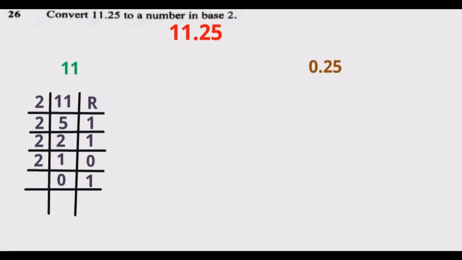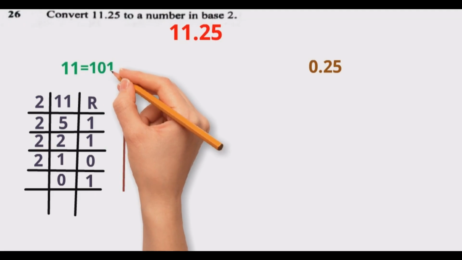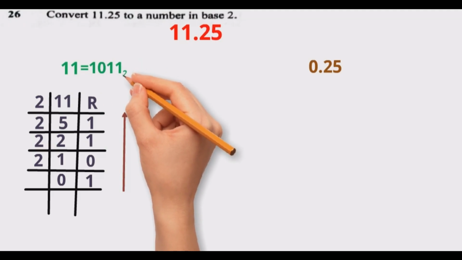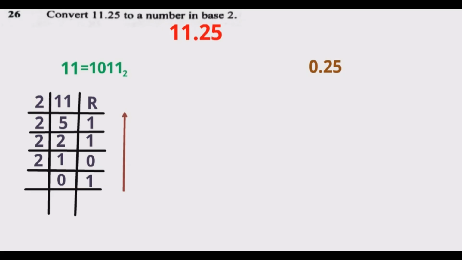Okay, now I'm going to write the answer. The answer is going to come from the remainders. So I'm going to start with the last remainder to the first remainder. So I'm going to write 1, 0, 1, 1. That is the number in base 2. So 11 in base 2 is 1, 0, 1, 1.